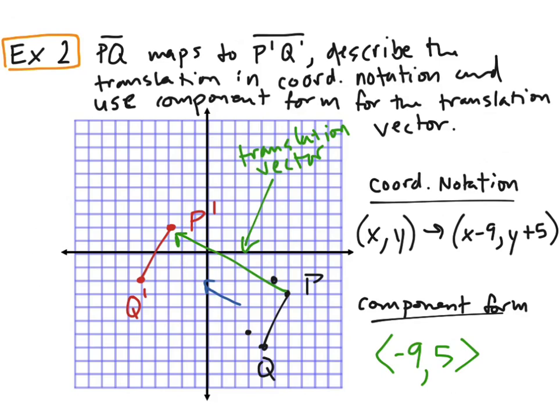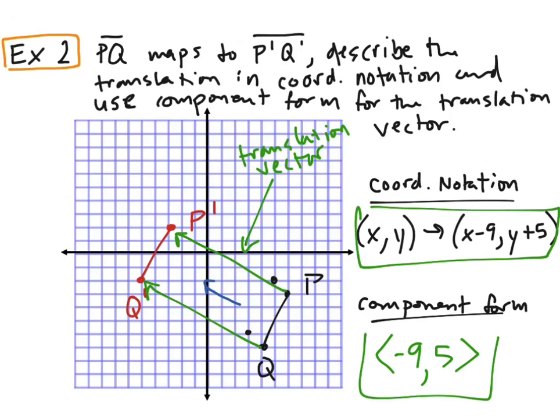How come you don't do anything with Q? Well, when we translate something, it preserves everything because translations are isometries. If we were to do this on Q, we'd end up with the same exact vector, just with a different initial point and terminal point. So the component form would still be the same because you're just counting how much you move left, how much you move up. We could do either one, actually. I guess my two answers here would be this and this.